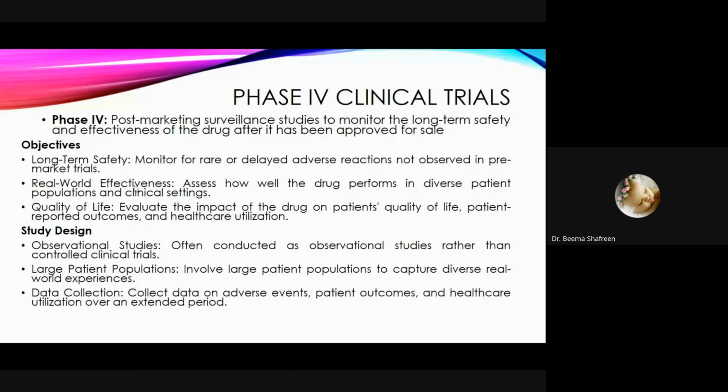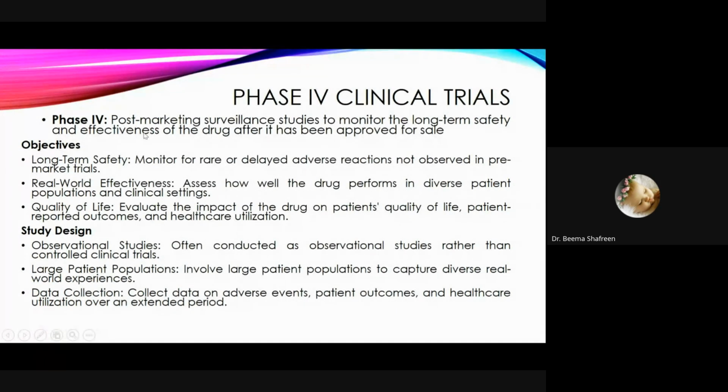Then real-world effectiveness: how well the drug is performing after it comes to the market, and whether the patients in the population or the clinical settings have any effects or any adverse effects, will be noted down. Then the quality of life will be reported, how the outcomes are, whether there is any improvement or whether the patient is having any side effects. All these qualities will be noted down or recorded.